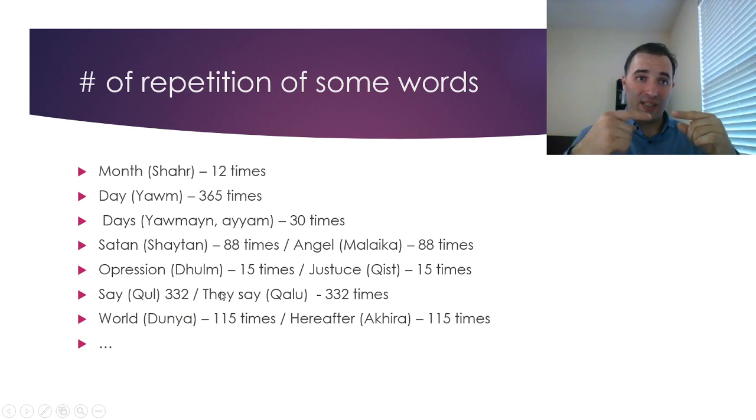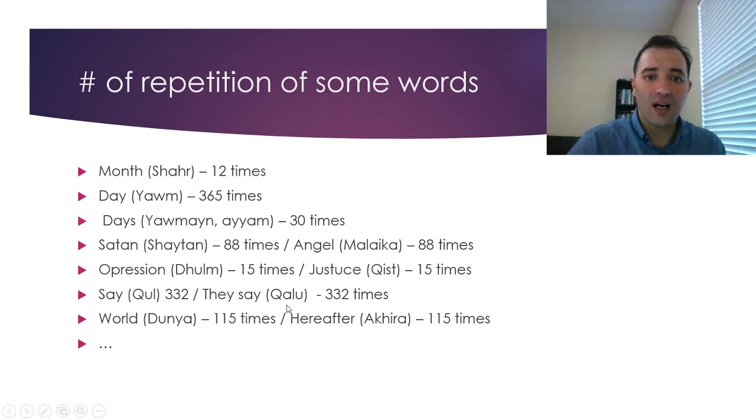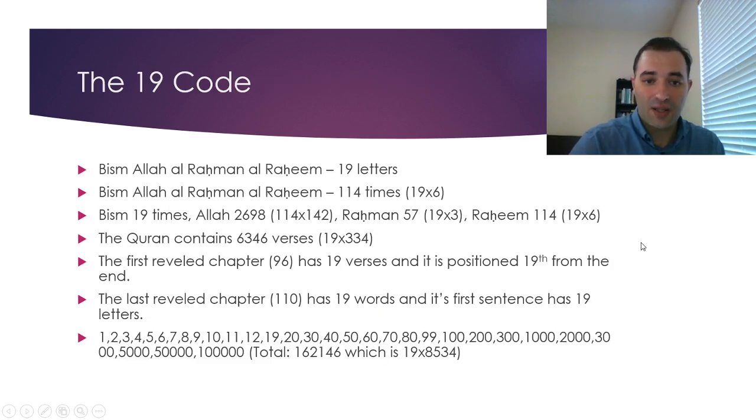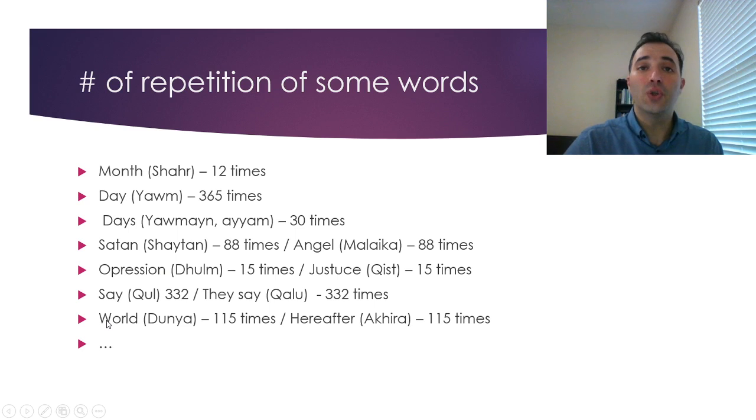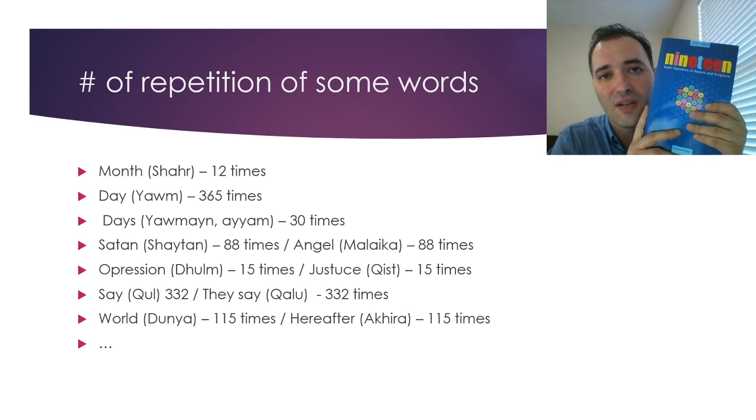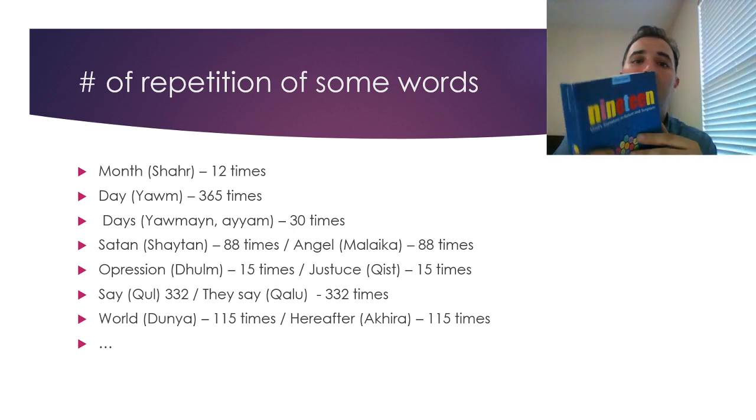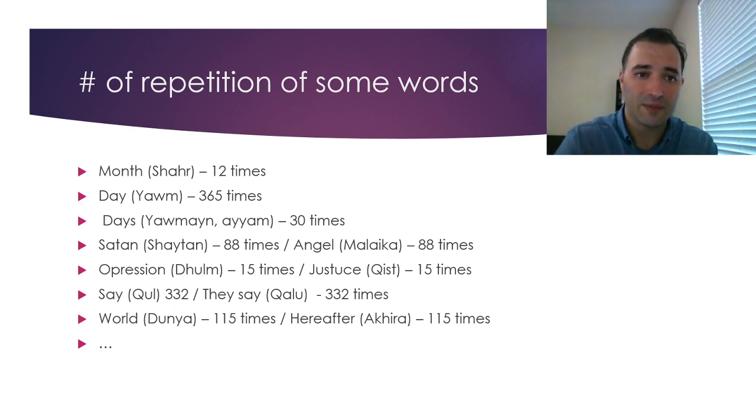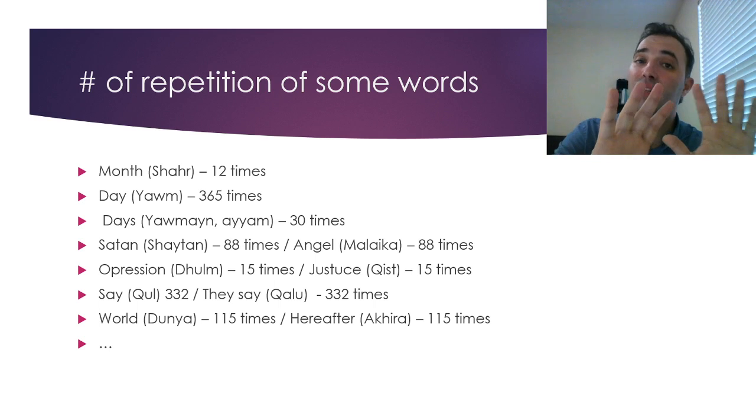And the opposite, which is they say, qalu, is repeated 332 times in the Quran. The word dunya, which means this world, has been repeated 115 times, meanwhile the word hereafter, akhirah, has been repeated 115 times. So these are only a few examples of the repetition of the words. You can find the entire list, with the chapter and verse numbers, in this book, and you can also find it online if you know Arabic, or if you want to learn Arabic, go online and find those words. So we're going to pass this. This doesn't end here.